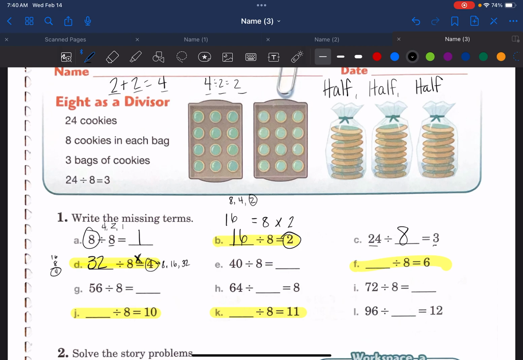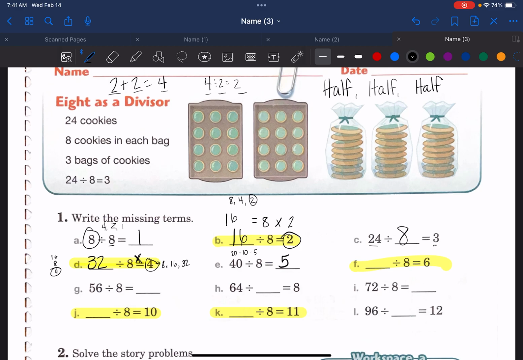What is half of 40? So what plus what equals 40? 20. What is half of 20? Half of 20 is 10. What's half of 10? 5. So 5 goes on the line. Okay.